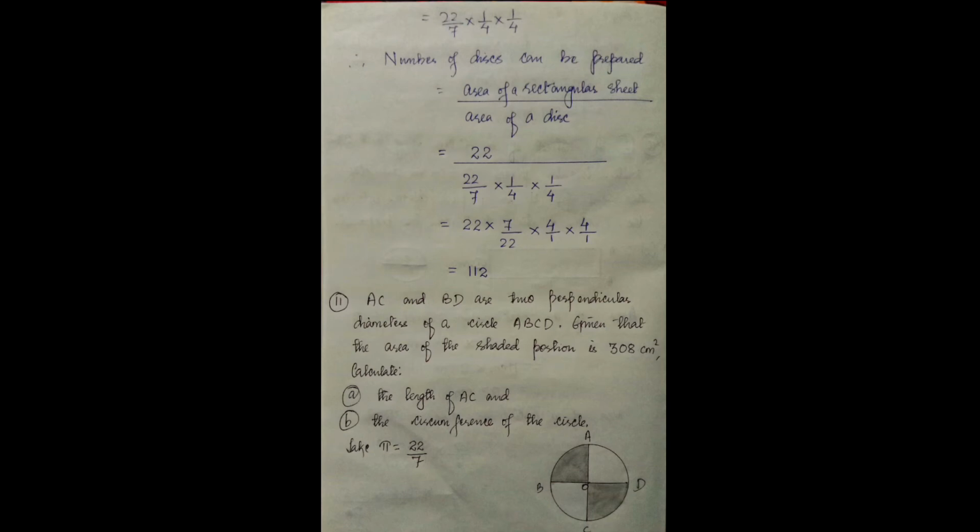Now number 2. AC and BD are the two diameters of the circle ABCD, given that the area of the shaded portion is 308 centimeter square. If you see this diagram, this circle is divided into 4 parts, 4 quadrants, and 2 quadrants are shaded. The area of this shaded portion is given, 308 centimeter square. So we have to find this AC first, which is the diameter, and then find the circumference of this circle.